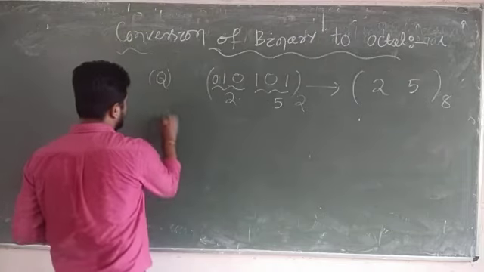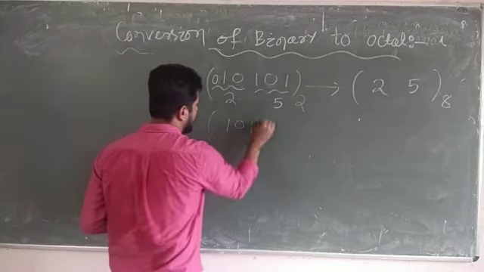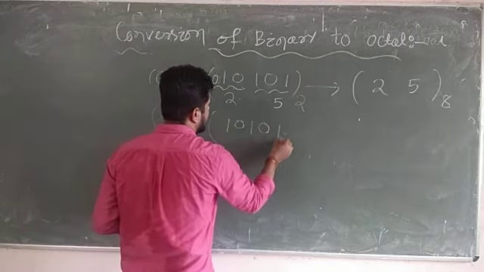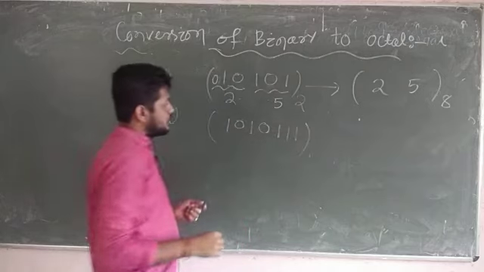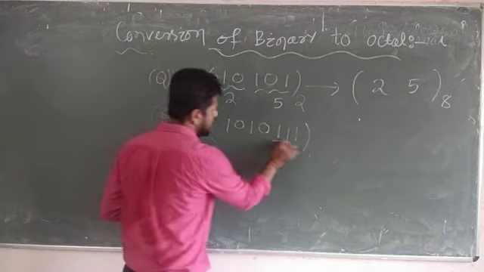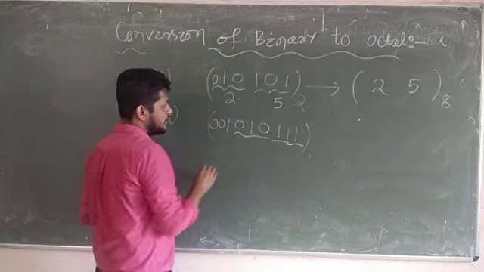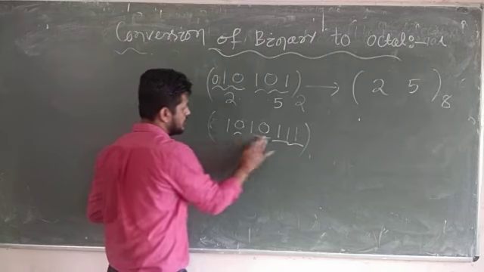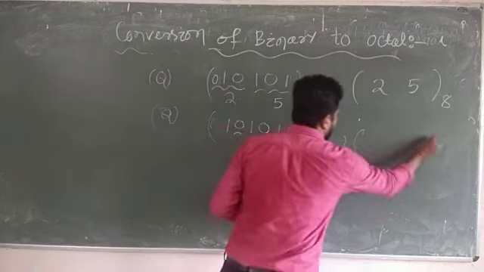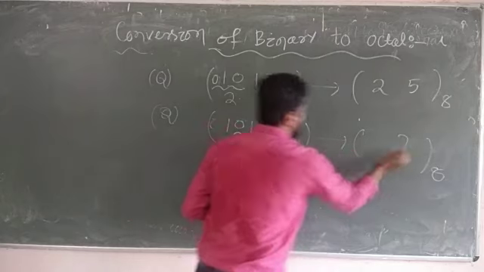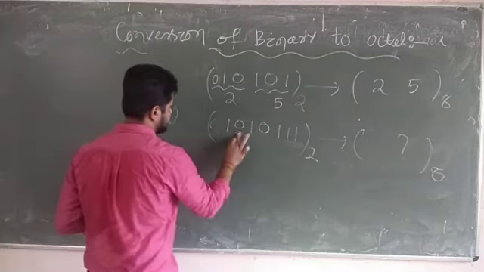Then again one more question. The number given is 1010111. Obviously first this 3 bit, then this 3 bit, and then we have to write another. This is your question, and you need to convert it into octal number.